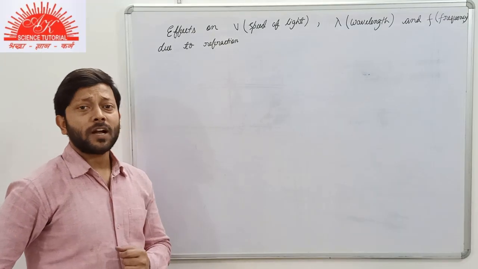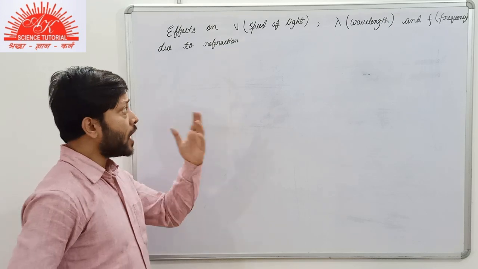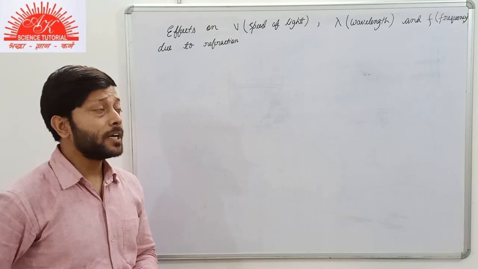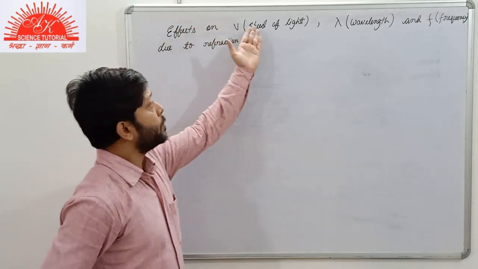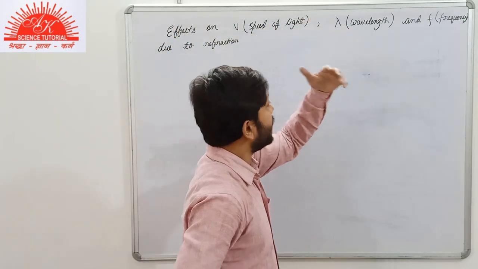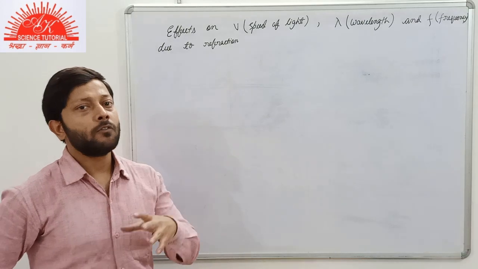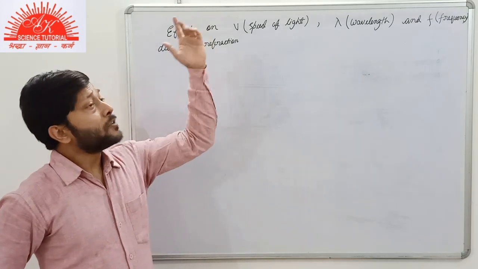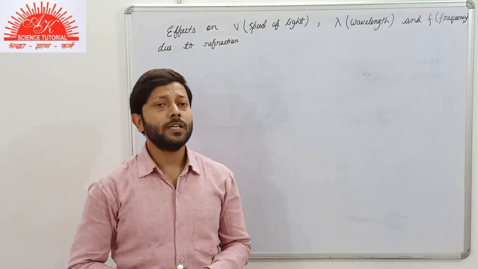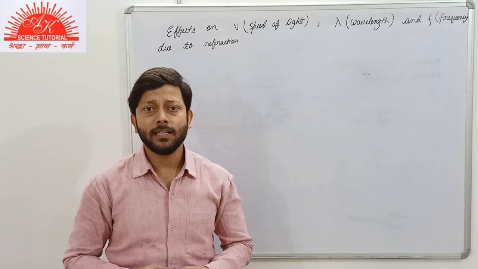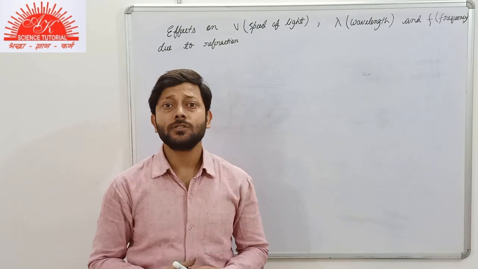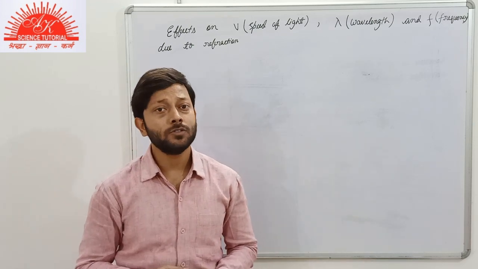Now, if refraction takes place, if a light ray travels from one optical medium to another, then what will be the effect on the speed of light, the wavelength of light, and the frequency of light? Firstly, we should know about the frequency of light. If the source is not changed, suppose here we have the bulb or the tube light as the source of light, then the frequency of light will not change.